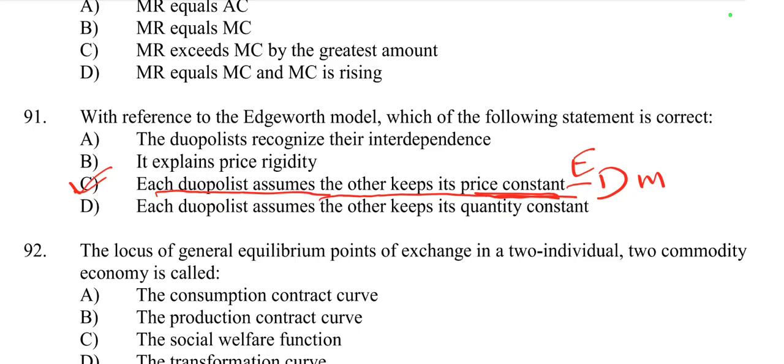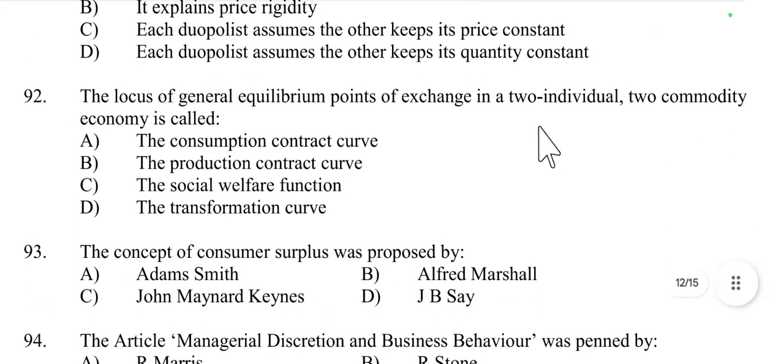So this is the right answer for question number 91. Then question number 92. The locus of general equilibrium points of exchange in a two individual, two commodity economy is called consumption contract curve. Yes, it is called consumption contract curve, because here the general equilibrium points of the exchange in two individual, two commodity.